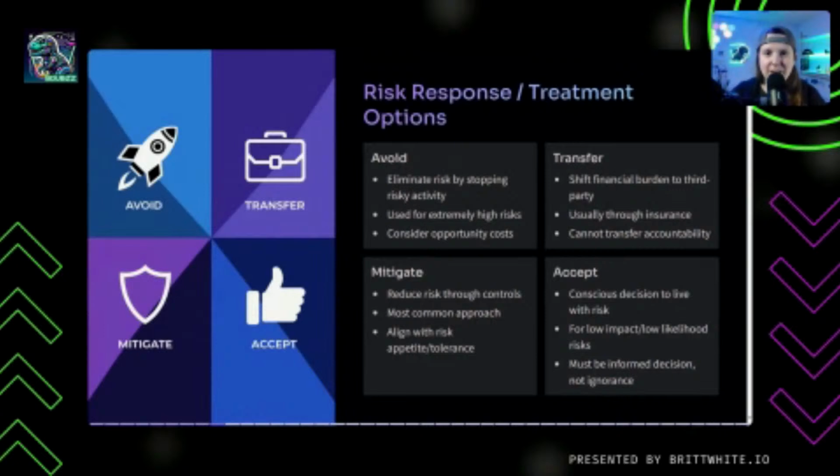For example, accepting the low risk of a minor denial of service attack against a non-critical, public-facing informational website might be a valid risk-based decision. Keep in mind, risk ignorance is not a risk treatment strategy, and this is a sign of negligence, not risk management. Now let's move on to different types of controls.